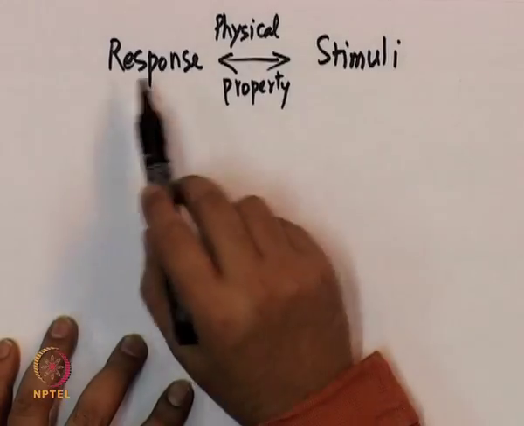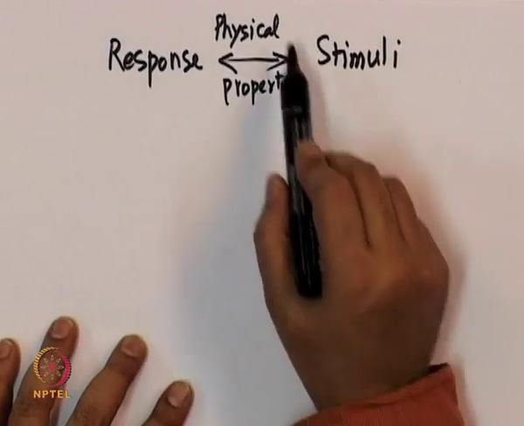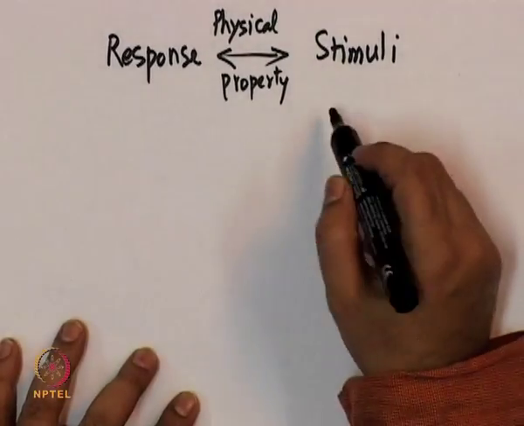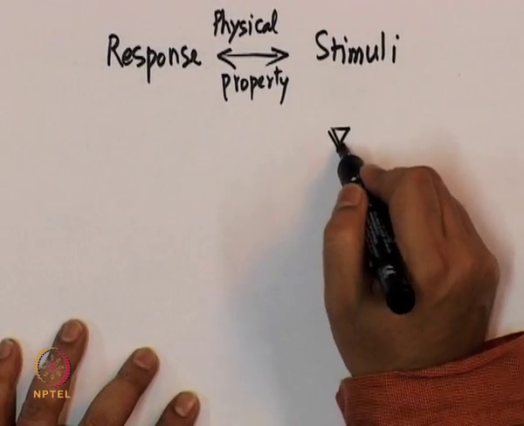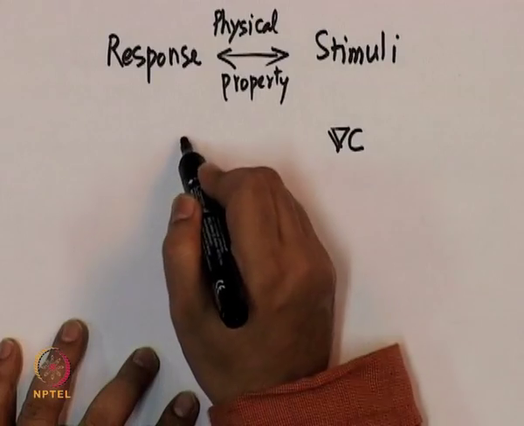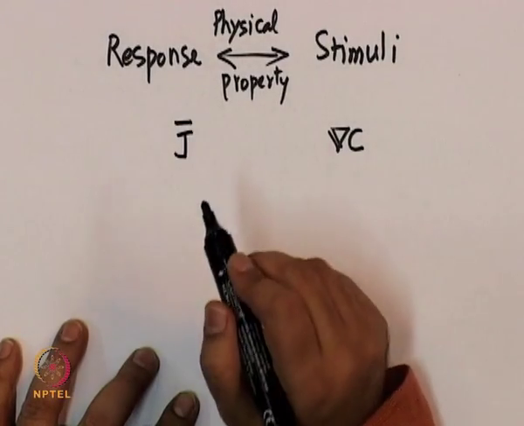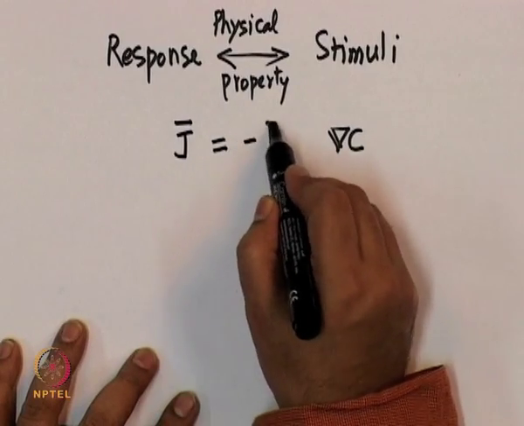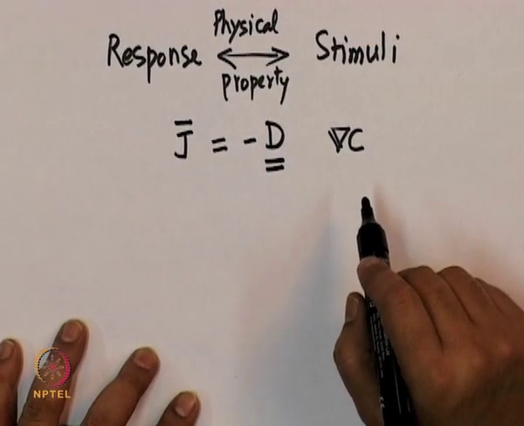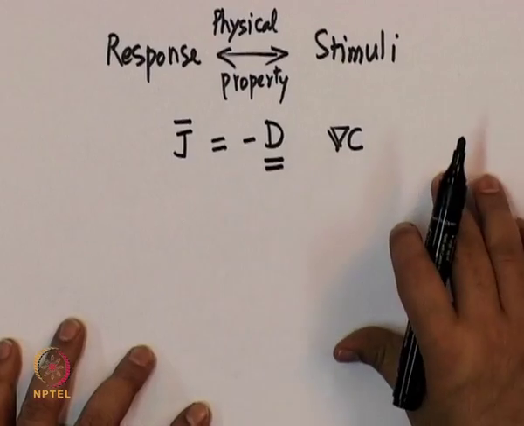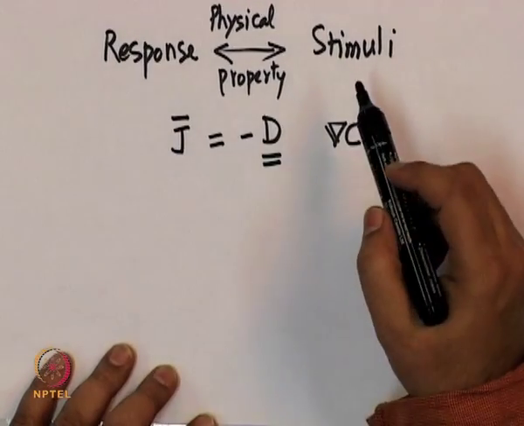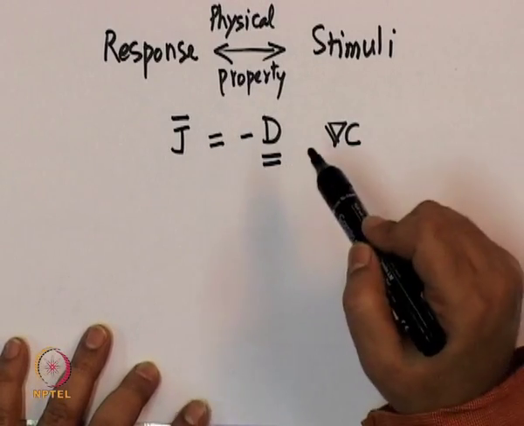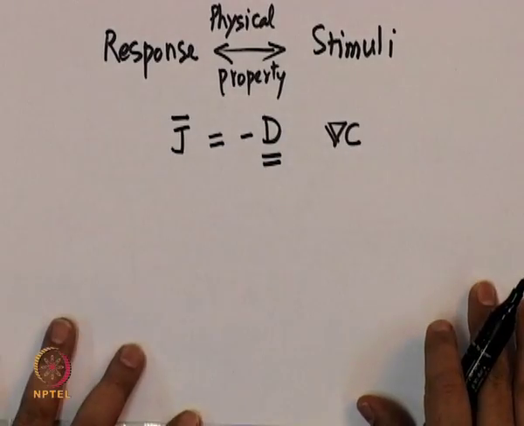We said that the response and stimuli could be field tensors and physical property is basically a material property tensor. As an example, we considered setting up a concentration gradient which will lead to a flux, and the property which connected them was basically the diffusivity tensor. Okay. So, to define the symmetry of a physical property, there are two ways one can think about. So, let us think about one way.